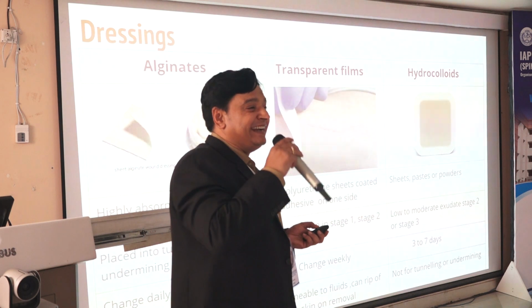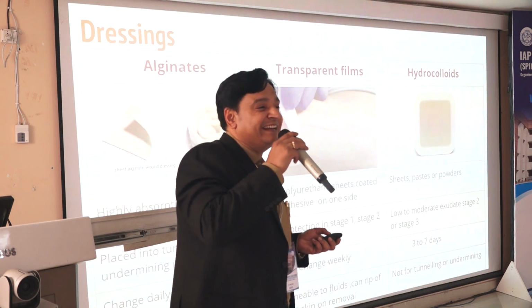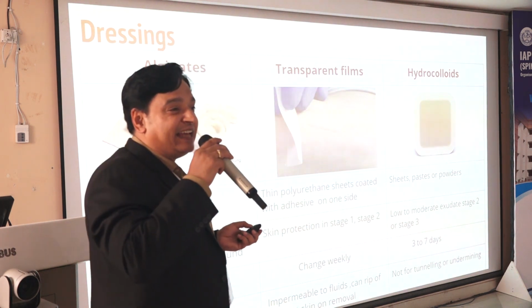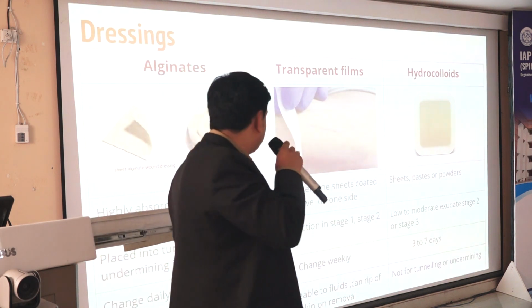What is alginate? It's derived from the algae. So it's an alkaline extract, which is used to heal the wounds.